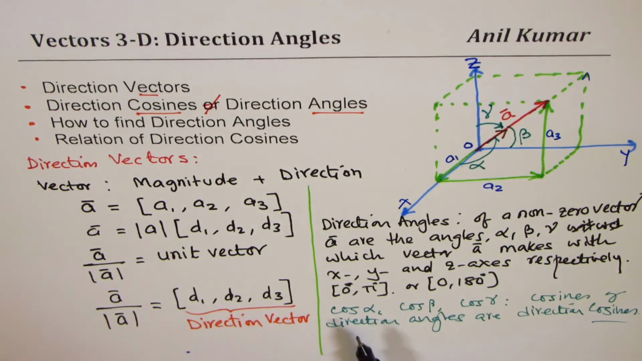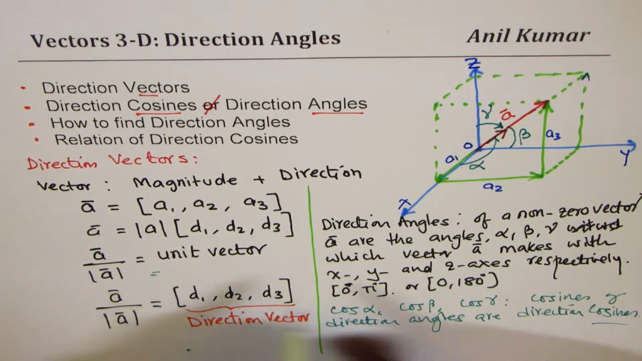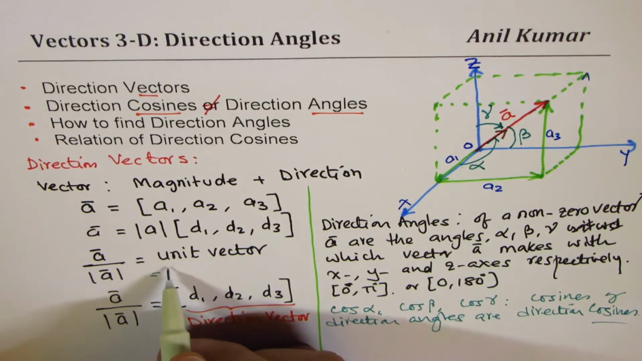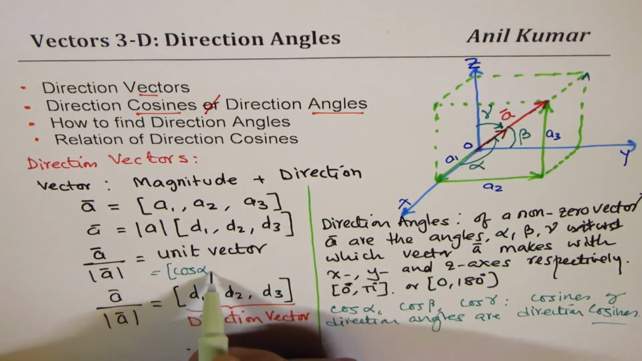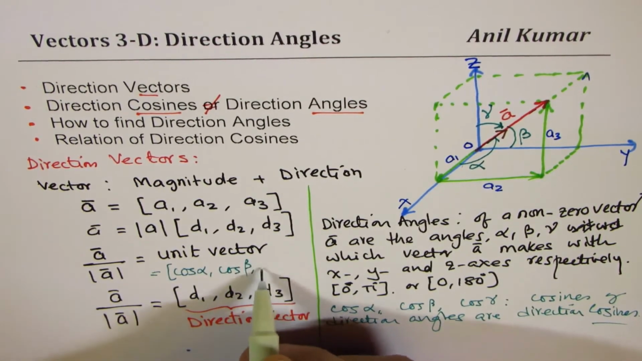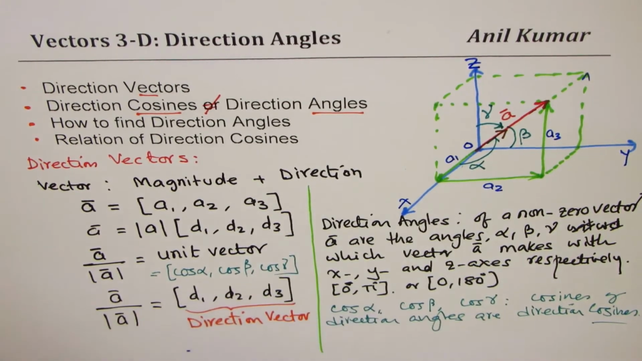Now, shortcut methods I'm teaching you here. D1 is cos alpha, D2 is cos beta, and D3 is cos gamma. You will notice soon that the unit vector could also be written as these direction cosines, which is cos alpha, cos beta, and cos gamma. Correct?